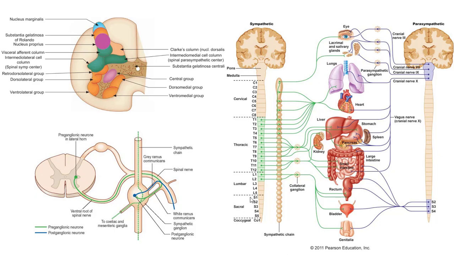A bit more medially lies the intermediomedial nucleus. It extends from S2 through to S4 and it gives rise to preganglionic parasympathetic fibers. These fibers then leave the spinal cord via the anterior roots of the spinal nerves and separate to form the pelvic splanchnic nerves.